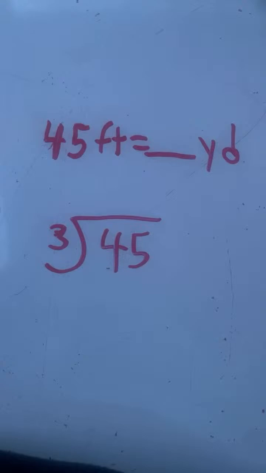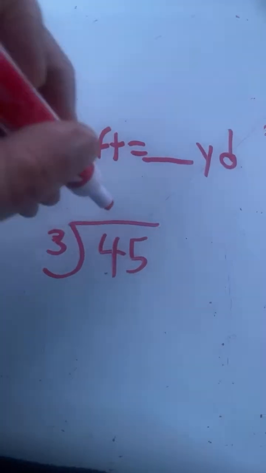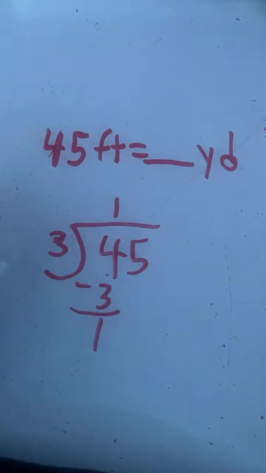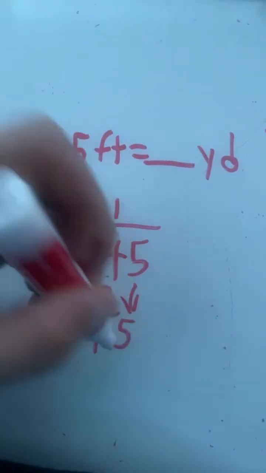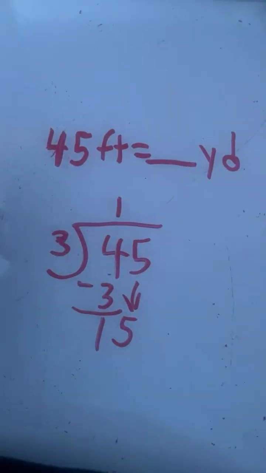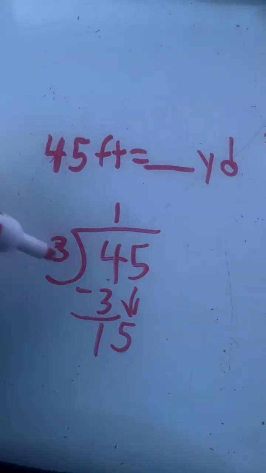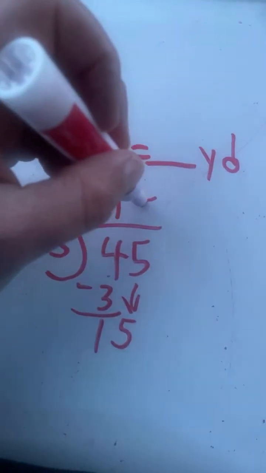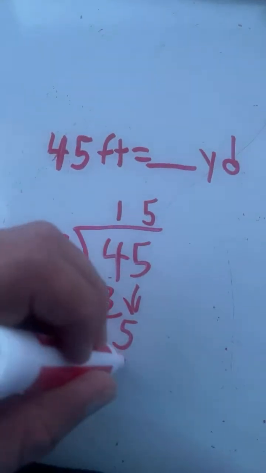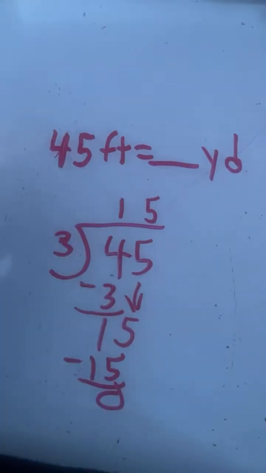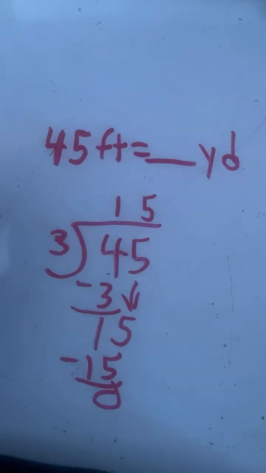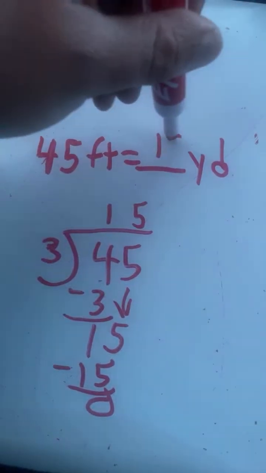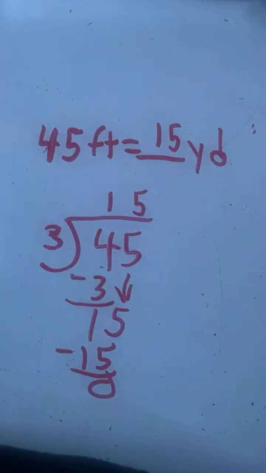All right. So 3 goes into 4 one time. 4 minus 3 equals 1. Bring down the 5. 3 goes into 15 5 times. 15 minus 15 is 0, so there's no remainders. So 45 divided by 3 equals 15. So 45 feet equals 15 yards.